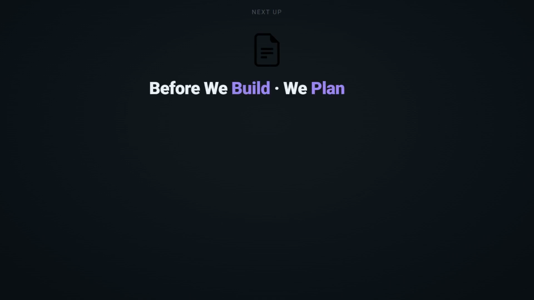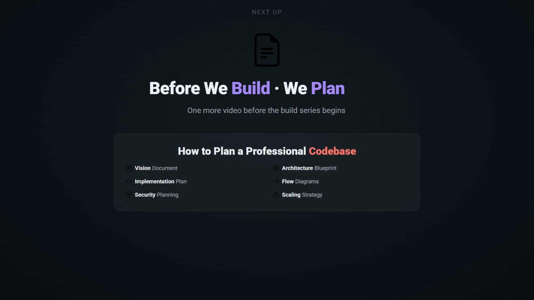Now before we start actually building one of these from scratch, and we will, there's one more video I want to make. It's called How to Plan a Professional Code Base Before Writing a Single Line of Code. We'll go through architecture documents, implementation plans, security planning, the whole blueprint process. Because you don't build a house without a blueprint. So in the next video, we plan. Then after that, we build.